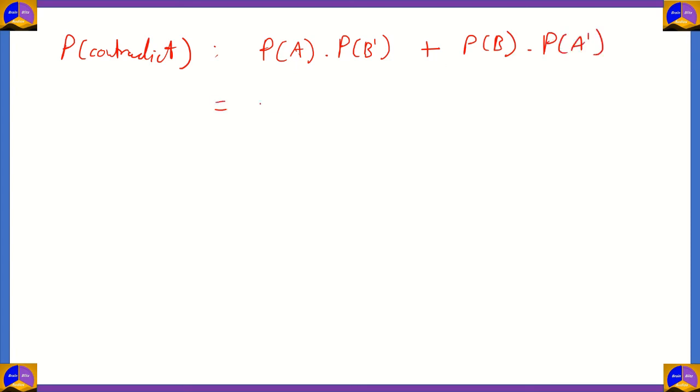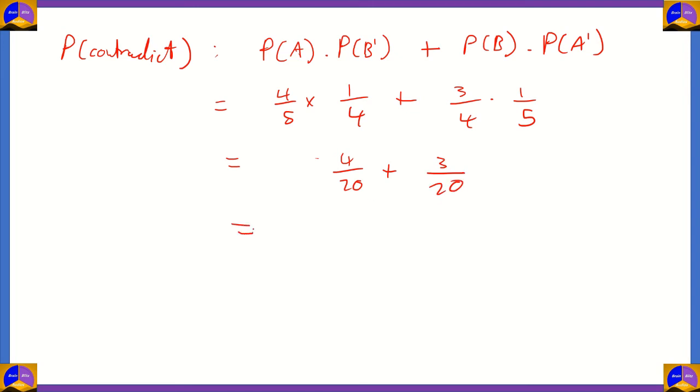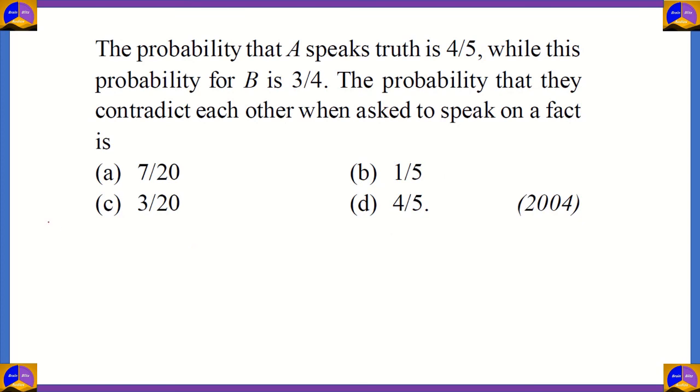So now we can put in the probabilities. P of A is 4 by 5 times P of B dash is 1 by 4 plus P of B is 3 by 4 times P of A dash is 1 by 5. So now we get 4 by 20 plus 3 by 20. Now that will be equal to 7 divided by 20. So the probability that A and B contradict each other is 7 divided by 20. And if you look at our options, option A is the correct option in this case.